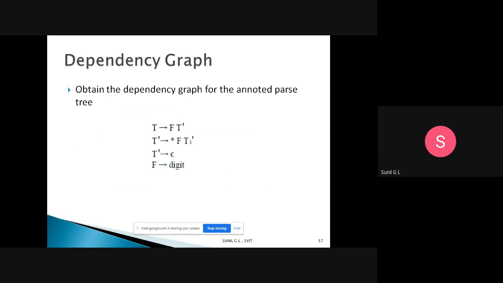Okay, so here we will take one example. Obtain the dependency graph for the following annotated tree. In the previous class, for inherited attributes, we took the same grammar. Using this grammar, we already know how to construct the annotated parse tree. Here the grammar is T tends to F T', T' tends to star F T1', T1' tends to epsilon, and F tends to digit.